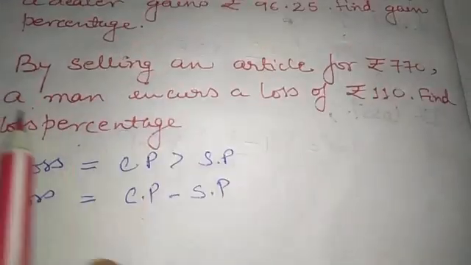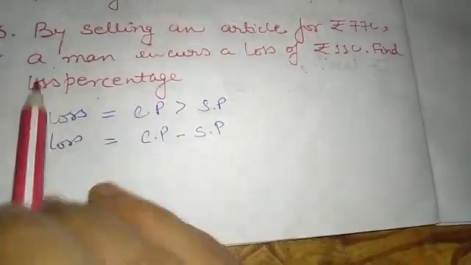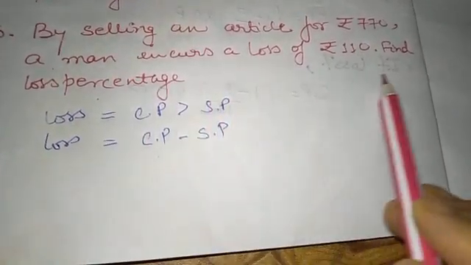In the same way, here by selling an article for rupees 770, a man incurs a loss of 110.